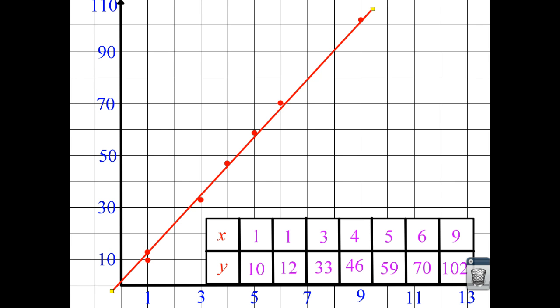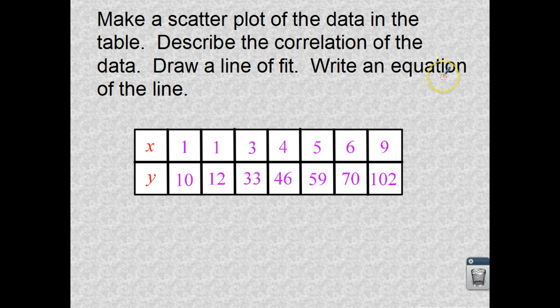All right. Now, we have what we call a line of fit. Sometimes we call it the best fitting line. And now that we have a judgment on where the line belongs, we can do the last part of this that says, let's write an equation of the line. Now we've been doing a lot of writing equations of the line. We've been using our slope-intercept form, y equals mx plus b.